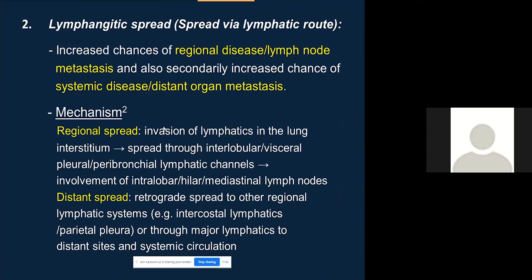Okay, so it's usually associated with regional disease and lymph node metastasis, but could secondarily give rise to distant organ metastasis, because the disease can go through the thoracic duct, get into the blood circulation, and then spread to the blood vessels. So that's what I just explained. So either regional spread through the lymphatics to the lymph nodes, or distant spread when it goes to the lymphatic systems, or through major lymphatics to distant sites in systemic circulation.